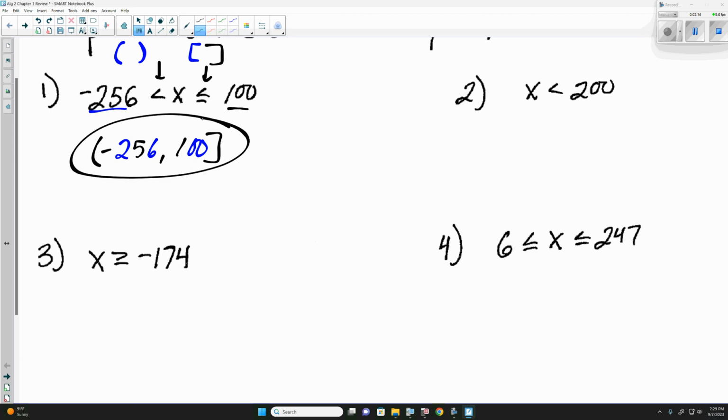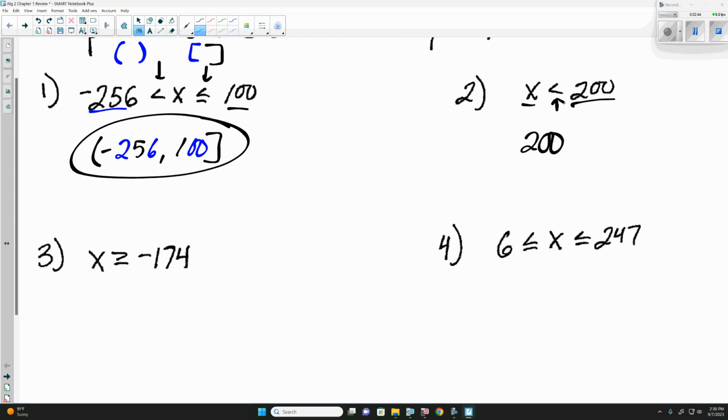Now 2 only has 1 endpoint because we only have 1 number. X is not included in interval notation. We don't include variables. We just have the numbers. So 200 is going to be one of the endpoints. Now the other endpoint, because it's not listed, is either going to be infinity or negative infinity, depending on which way it's going. Now if we look at this here, we're saying X is what? X is less than. So we're talking about all the numbers smaller than 200.